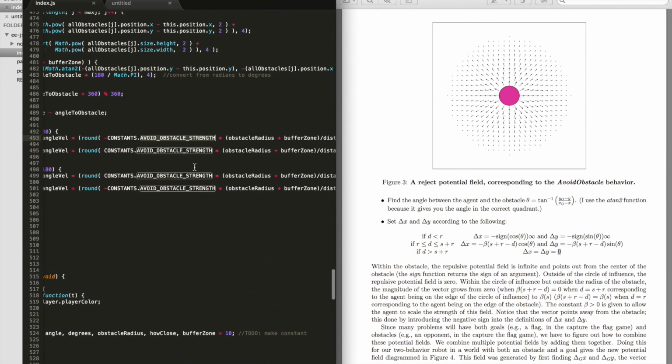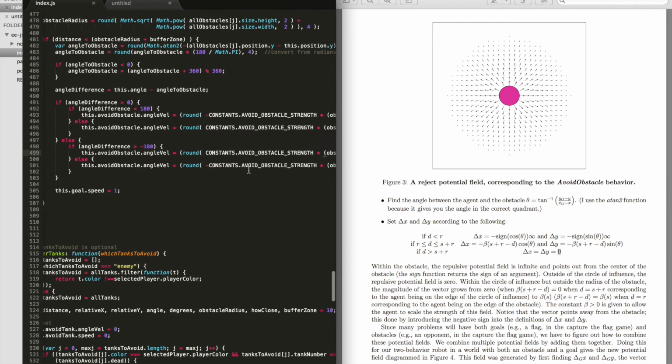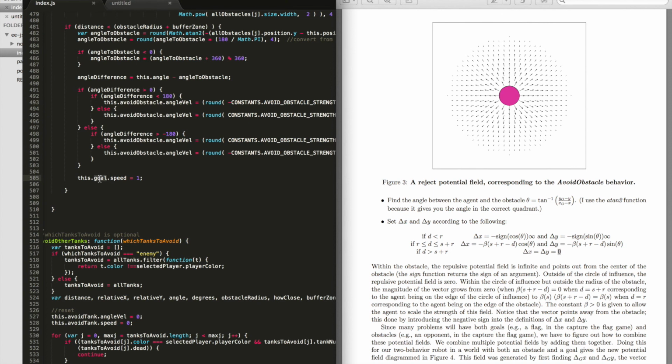And that constant is multiplied by the obstacle radius plus buffer zone divided by distance. So what this does is that as the tank gets closer to the radius of the obstacle, this number increases. Why? Because as this distance becomes smaller and smaller, this fraction here becomes larger and larger. And that's the angle velocity there on the avoid obstacle object. And the goal, I just set that to be 0. Oops, that should actually be avoid obstacle dot speed. But that doesn't matter as much because I don't change the speed much. I'm usually just going as fast as I can.